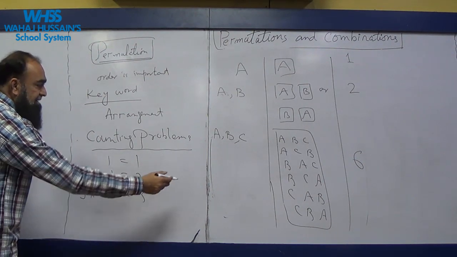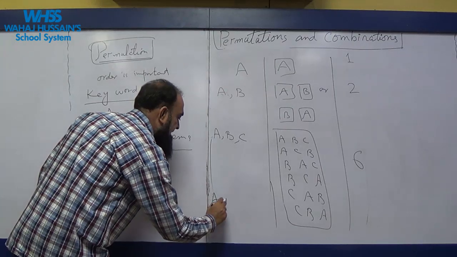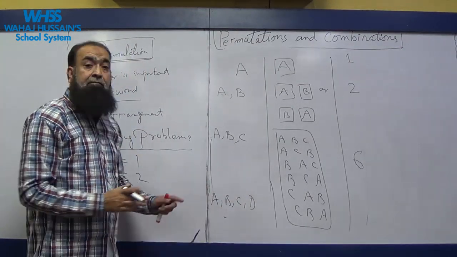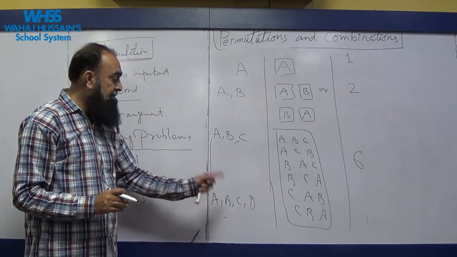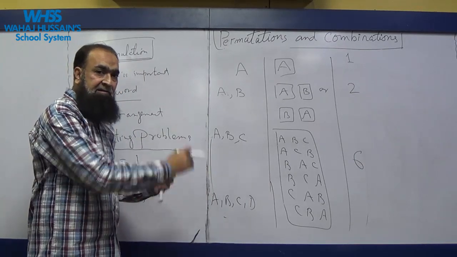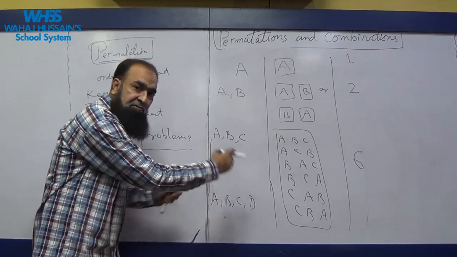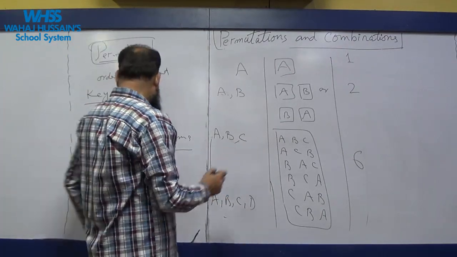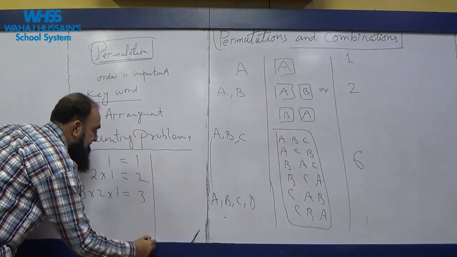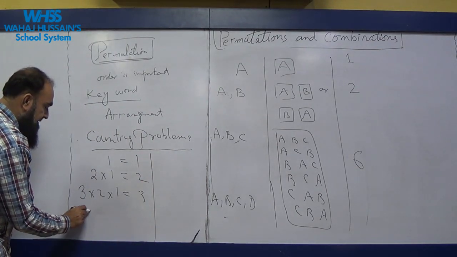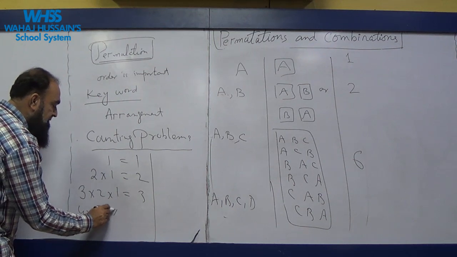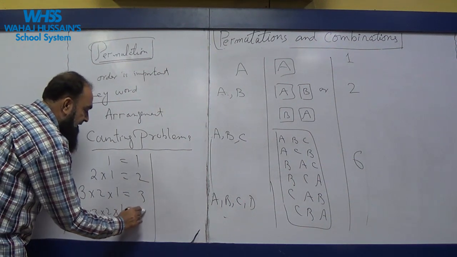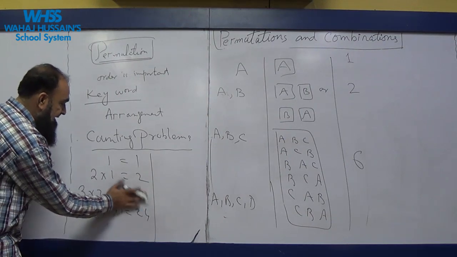If we have four objects, what will happen? A, B, C, D. It is very difficult to write because we have many options. That is A, B, C, D, A, B, D, C, and then we have to shuffle C and then D, etc. So how can we understand this? If we have 4 objects, then 4 into 3 into 2 into 1, that is 4 threes are 12, into 2 is 24. The 24 will be there.